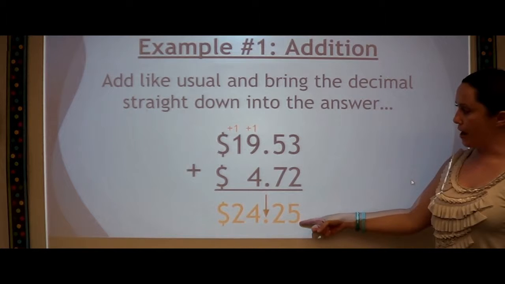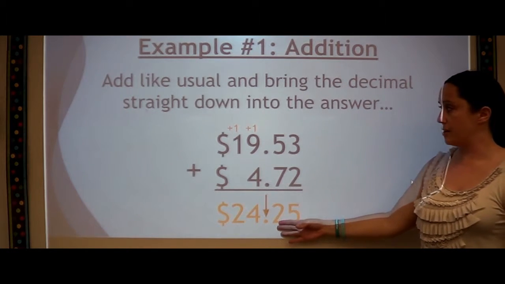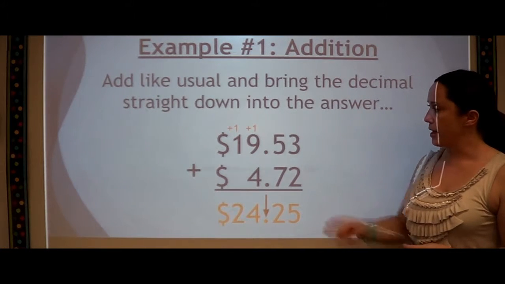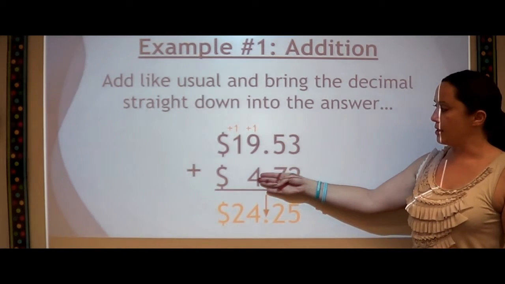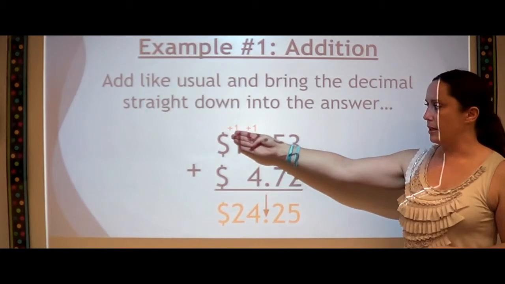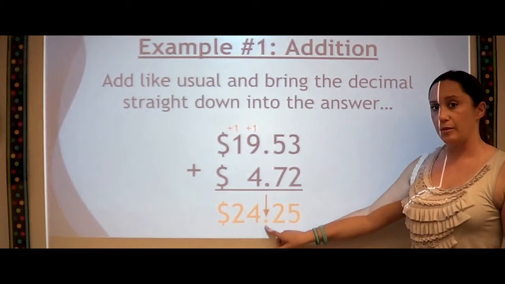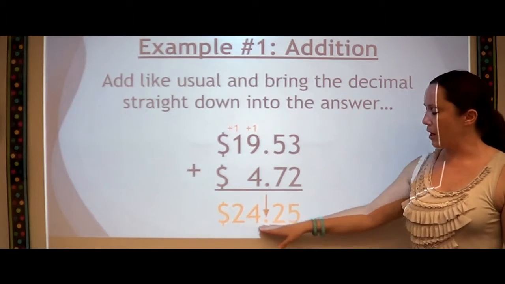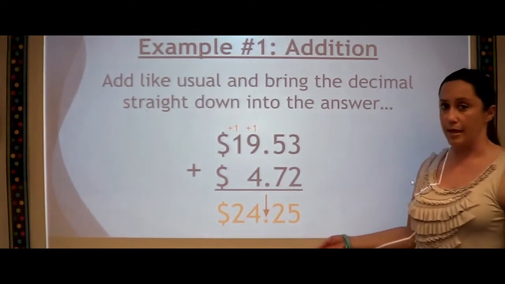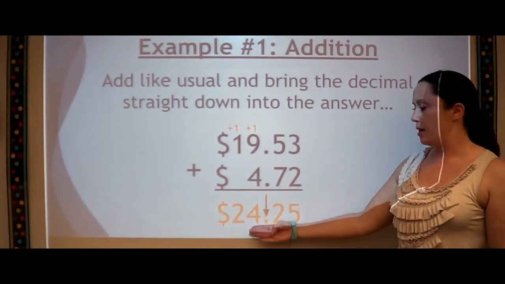3 plus 2 is 5. 5 plus 7 is 12, leaving the 2 in the tens place, taking the 1 over to the whole dollar ones. 9 plus 4 is 13, plus 1 is 14. Here's our 4, carrying the 1, and 1 plus 1 is 2. We drop the decimal when we're done, so we have $24.25.